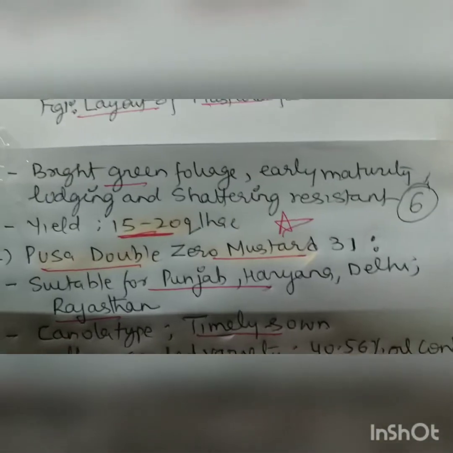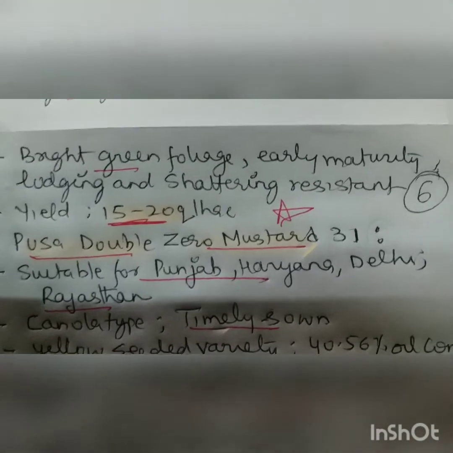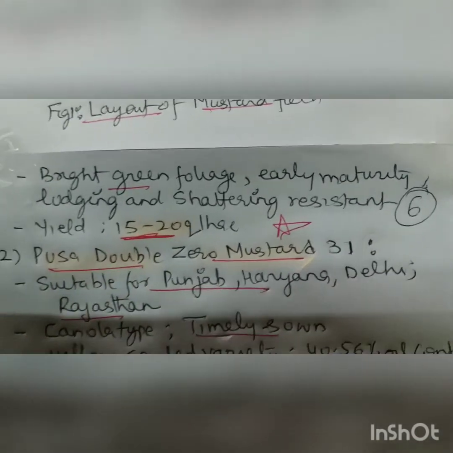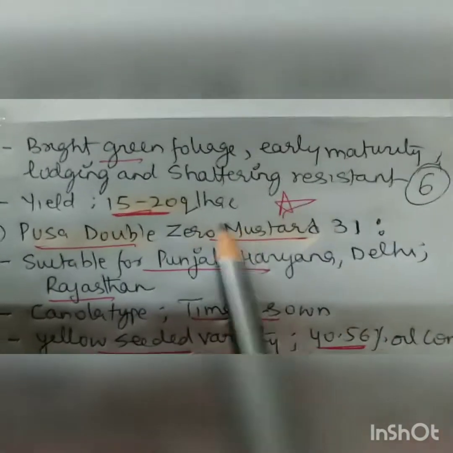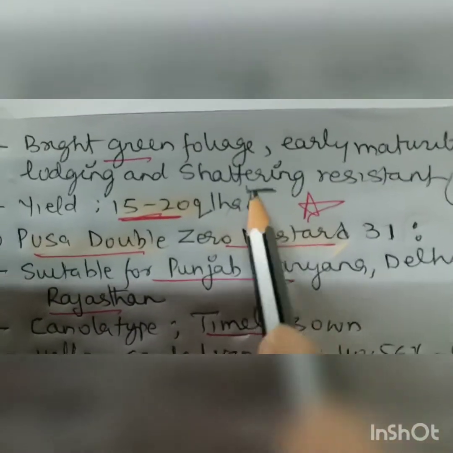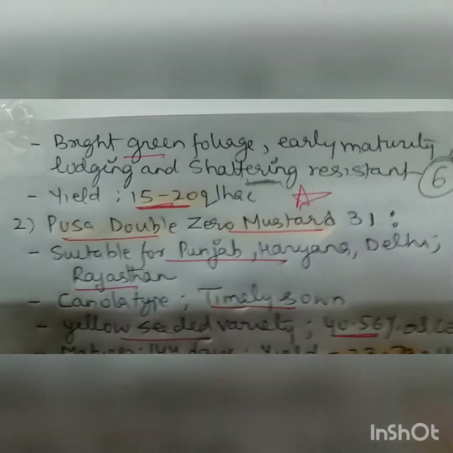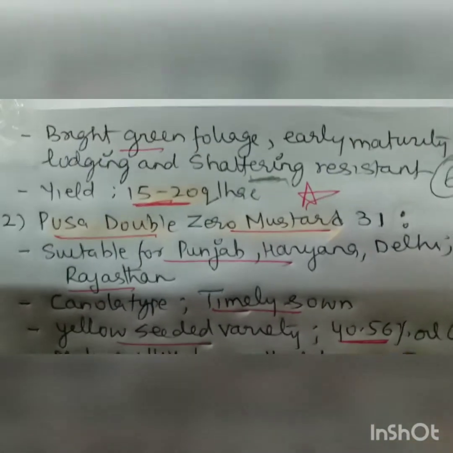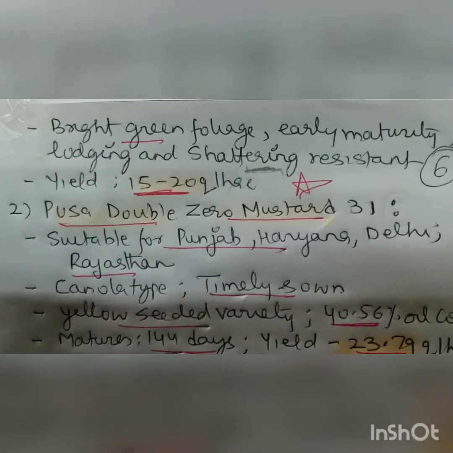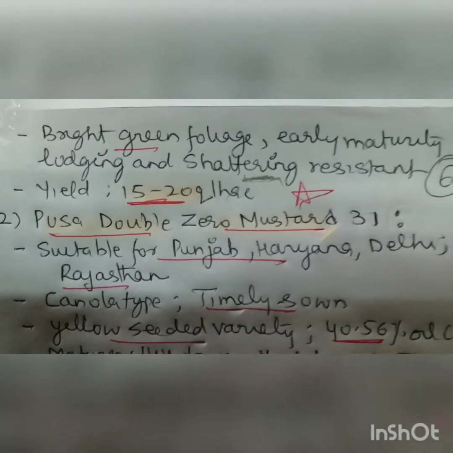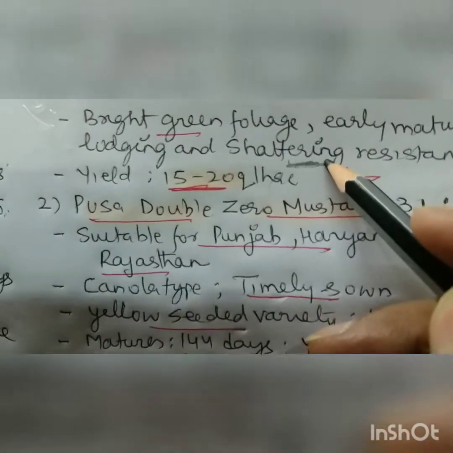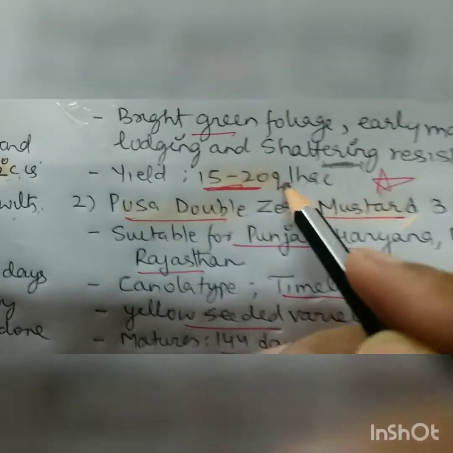Now the second thing is its bright green foliage and early maturity, and lodging and shattering. This is very important. Lodging means falling over, and shattering is when it dries up and we harvest it with a sickle, all the seeds shatter, because the fruit breaks by forming a slit. But this variety is shattering resistant and the loss due to shattering is less. The yield is 15-20 quintals per hectare.